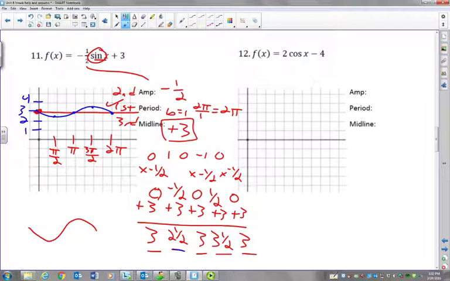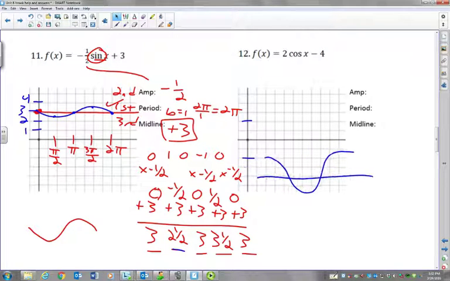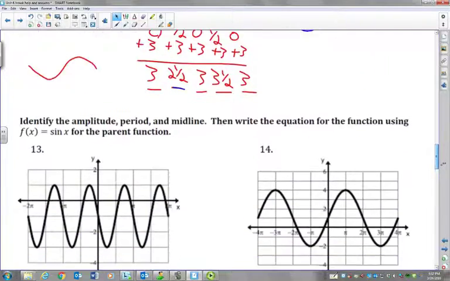So try number 12 now with cosine. Just to give you an idea of what this would do without even really going into detail: your cosine is going to go 2 times as big. However, it is going to shift down 4. So it's going to be like down 1, 2, 3, 4. So your graph should be down there somewhere. Okay, but we'll let you try that one.